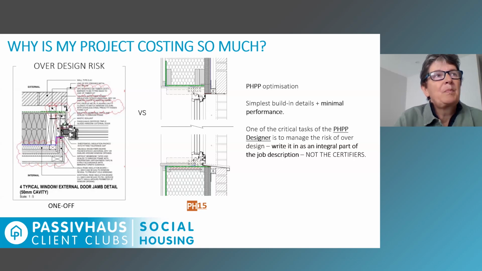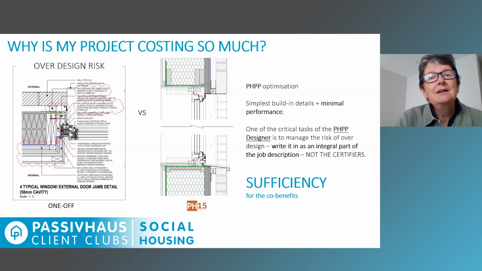If you compare it to something like this, which is much simpler, where more has been stripped away, what I'm highlighting is that we need minimal performance within the Passivhaus criteria, and we want to think about sufficiency in our detailing and our approach, and protect those co-benefits, just sufficient to protect those co-benefits. And the Passivhaus designer, the person who's really experienced with the use of PHPP, managing the risk of over-design is an integral part of their job description and should be seen as such.